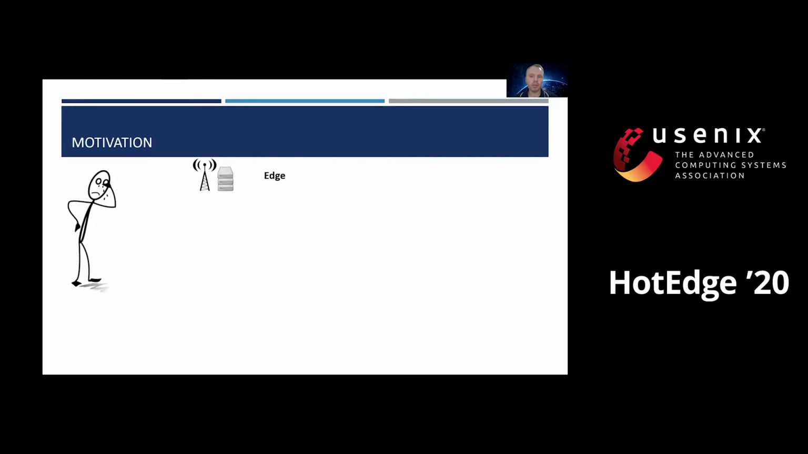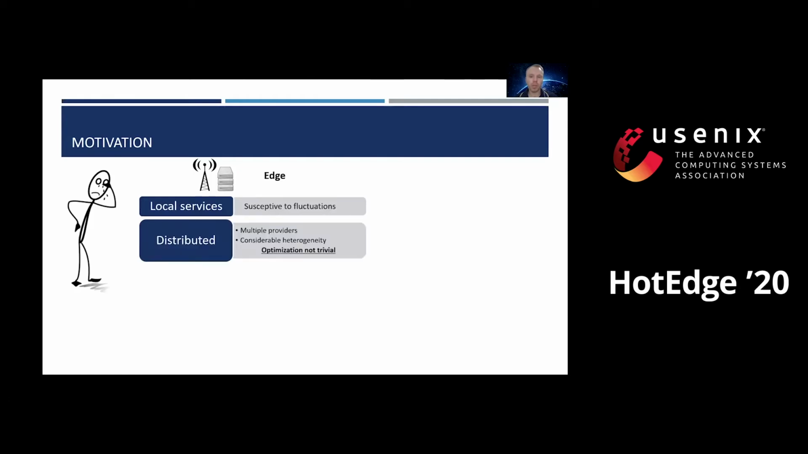Edge systems behave differently than traditional datasets. Edge is a local service which is susceptible to fluctuations. It's also a distributed service which is comprised of multiple providers with considerable heterogeneity, which means that optimization is not trivial.